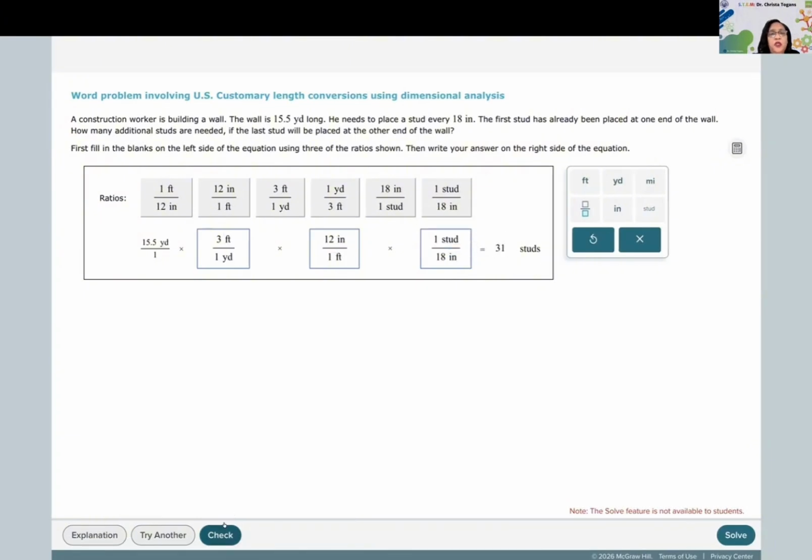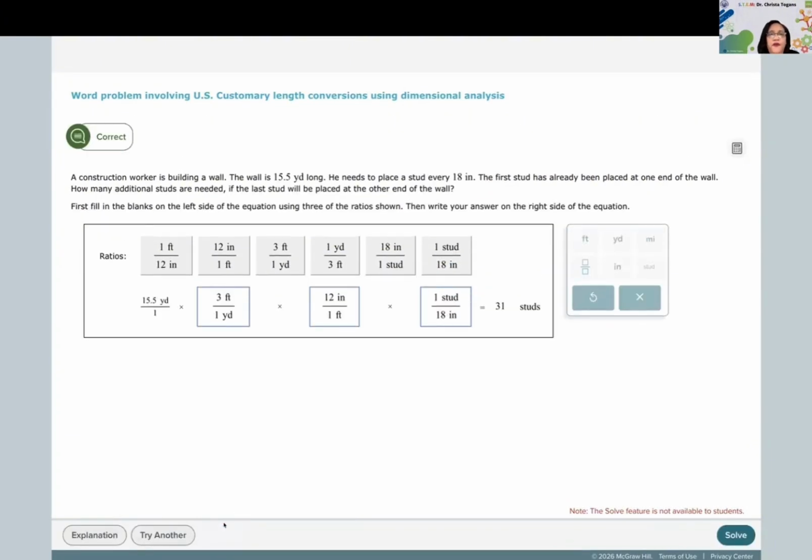So 31 studs. So the moral of this story is remember that what you start with here is yards. So you must have it in the denominator here. And that's the way I think about it. I like to keep it simple. Dimensional analysis, always a pain for me.